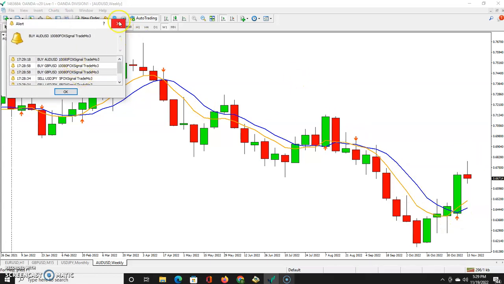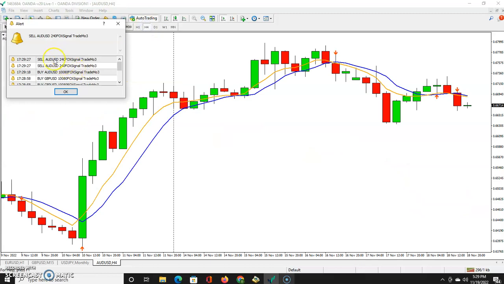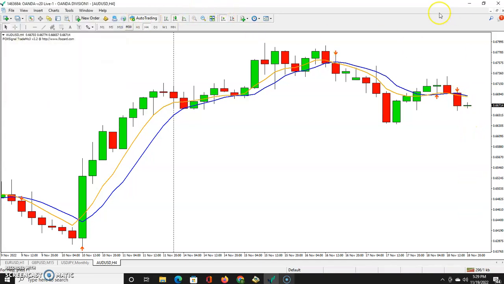You see what I'm saying? You see how accurate it is? Look, sell on the 4 hour, right? Look how accurate it was on the 4 hour. Everything is accurate. Everything is based on the algorithm. Okay, so that's basically it.